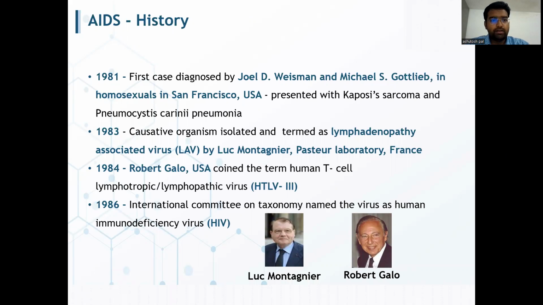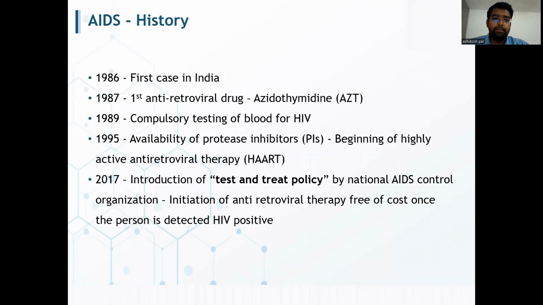Now the AIDS history. In 1981, the first case was diagnosed by Joel D. Wiesman and Michael S. Gottlieb in homosexuals in San Francisco, USA, presented with Kaposi sarcoma and pneumocystis carinii pneumonia. In 83, a positive organism was isolated in a laboratory in France. In 84, Robert Gallo in United States of America coined the term human T-cell lymphotropic or lymphopathic virus, HTLV-3. In 86, International Community of Taxonomy called it human immunodeficiency virus.